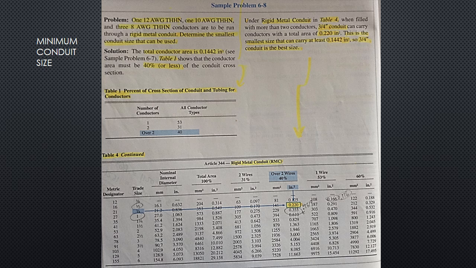Table 1 shows that the conductor area must be 40% or less of the conduit cross section, because we have over 2 conductors. So under rigid metal conduit, or RMC, in Table 4, when filled with more than 2 conductors, 3/4 inch conduit can carry conductors with a total area of 0.220 square inches. This is the smallest size that can carry at least 0.1442 square inches. So the 3/4 inch conduit is the best size in this case.